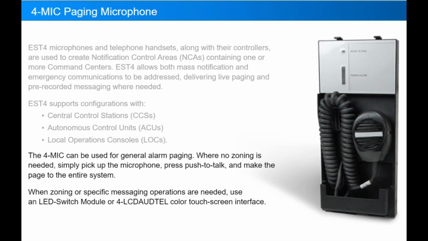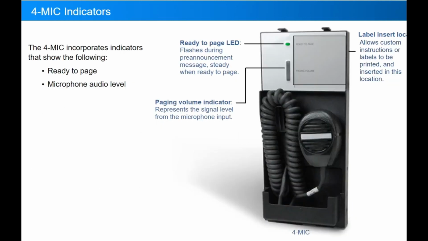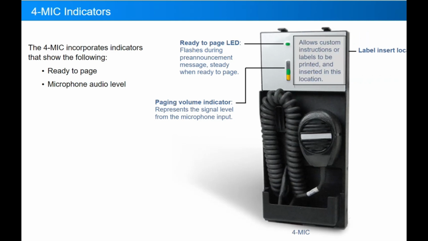The ESD4 mic can be used for general alarm paging. Where no zoning is needed, simply pick up the microphone, press push to talk, and make the page to the entire system. When zoning or specific messaging operations are needed, use an LED switch module or horizontal color touchscreen interface. The ESD4 mic incorporates indicators that show the following: ready to page and microphone audio level. Ready to page LED flashes during pre-announcement message, steady when ready to page. Paging volume indicator represents the signal level from the microphone input.